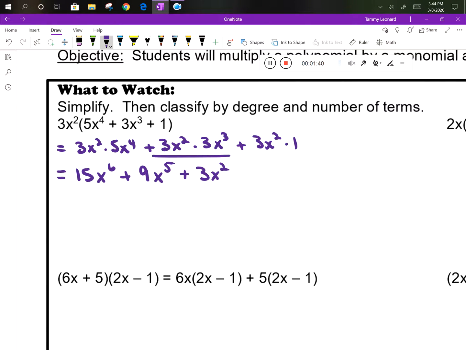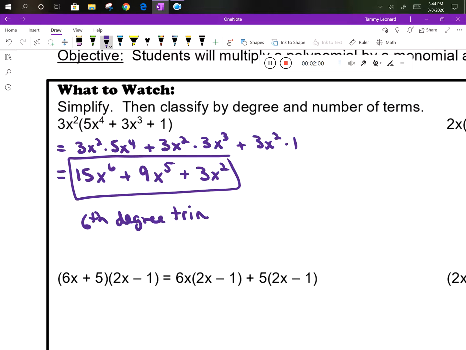So we have simplified, and notice our answer is already in standard form because the highest power comes first and the lowest power comes last. We're classifying by degree and number of terms so that we can keep practicing that. Notice this has a degree of 6 and we don't have a fancy word for that. So this is a 6th degree trinomial because it has 3 terms. All right, let's take a look at the problem right underneath that.